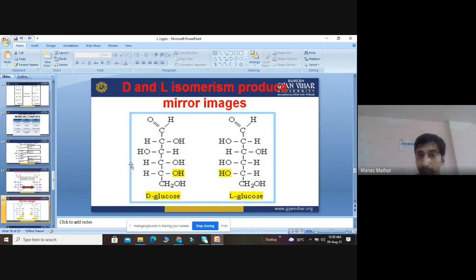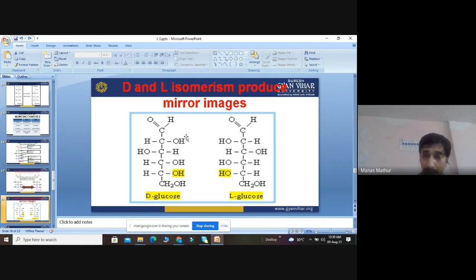Now see, we will discuss another term that is called isomerism. We all know that isomers are compounds which are chemically the same but structurally they are different. It means they are mirror images of each other. Suppose we are combing our hair in the mirror. What will happen? The direction of our face is changed. It means we are mirror images of each other.